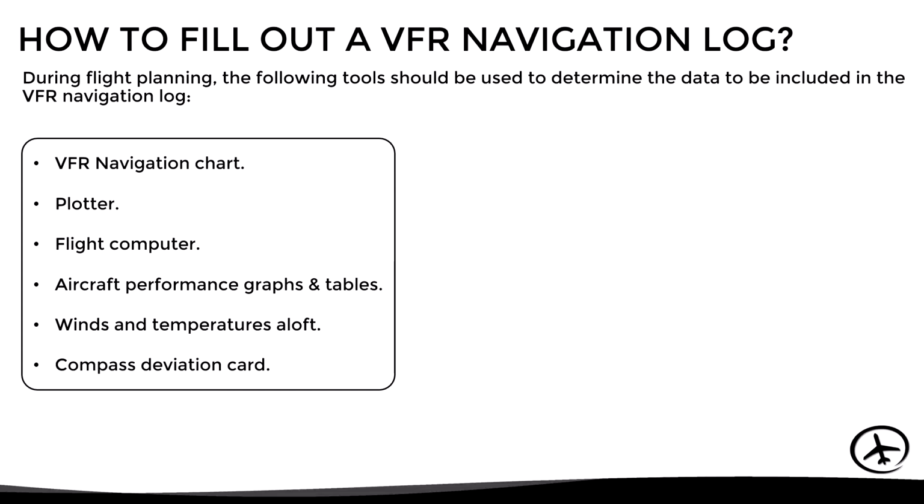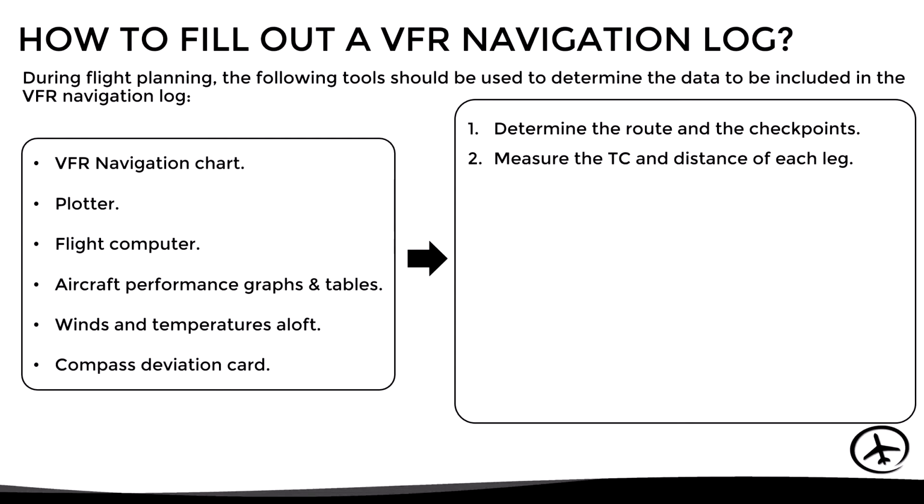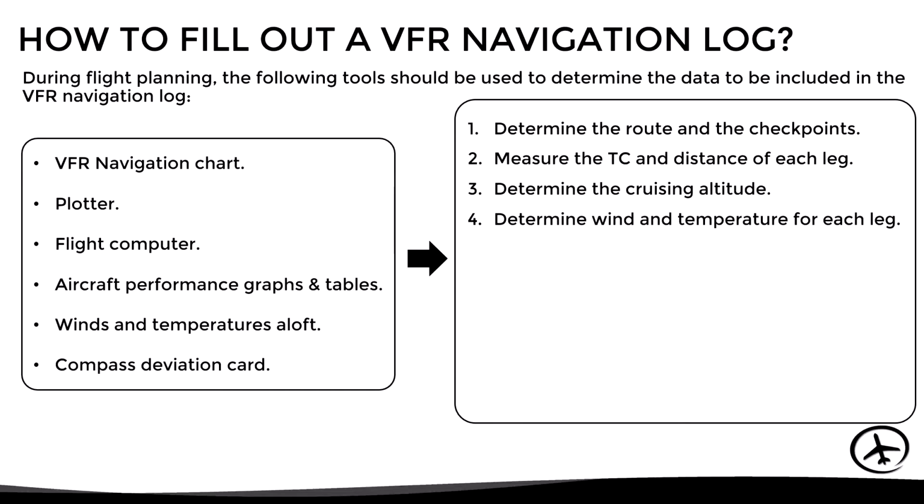Once all this is available, the first step is to determine the route and the checkpoints using the navigation chart. Then, using the plotter, determine the true course and distance for each leg. Then determine the cruising altitude and look at the forecasted wind and temperature at that level for each leg. Then, using the performance tables of the aircraft, determine the expected indicated or calibrated airspeed, and with the previous information determine the true airspeed, ground speed, and wind correction angle for each leg.